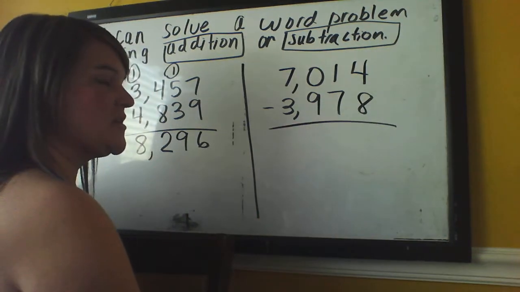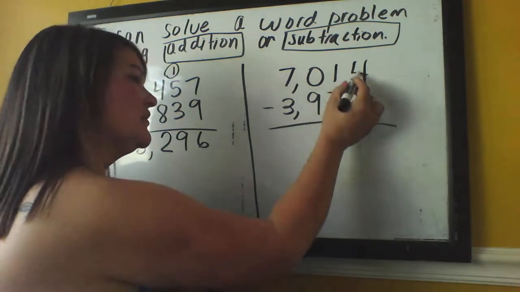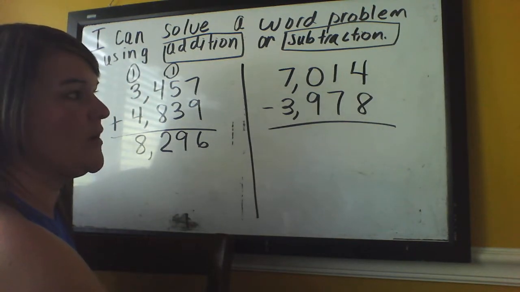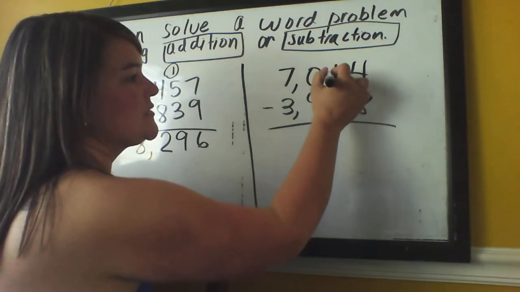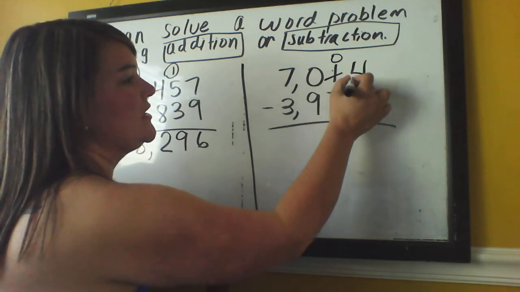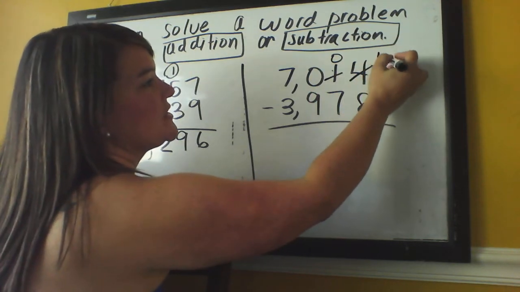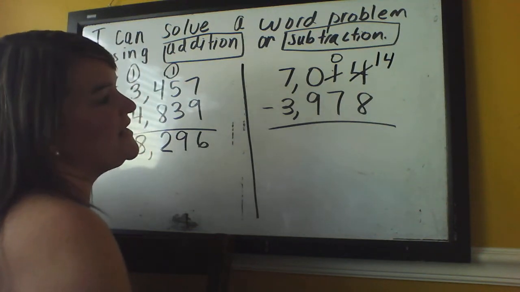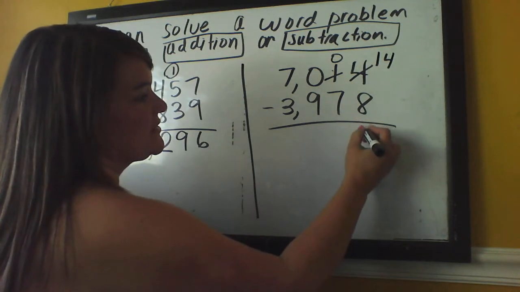So we always want to start in our ones place. 4 minus 8. If you ask yourself, do I have 4? Can I take 8 away from it? The answer is no, so I have to regroup. I go to the tens place. I have a 1, so I can cross that out and make it a 0, and now this 4 becomes 14. And if I do 14 minus 8, the answer is 6.